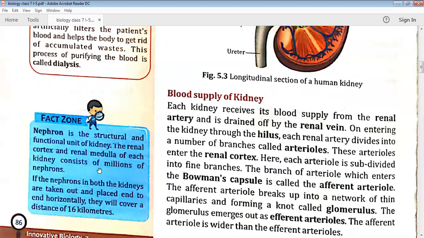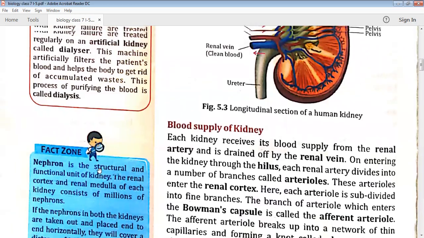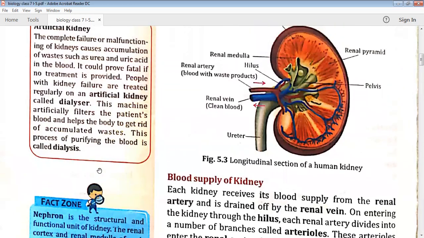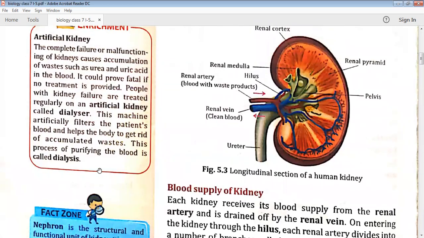The next topic which we are going to discuss is the blood supply of the kidney. How does the kidney help in purification of blood? Each kidney receives its blood from the renal artery. Now again we will look at the figure of the kidney. As you can see, the renal artery collects blood from the whole body, the impure blood or the blood which has waste. And what is the waste here? The same urea, uric acid, different amounts of nitrogenous products which are filled in the blood. So the renal artery will collect that blood from the body and it will go to the kidney.